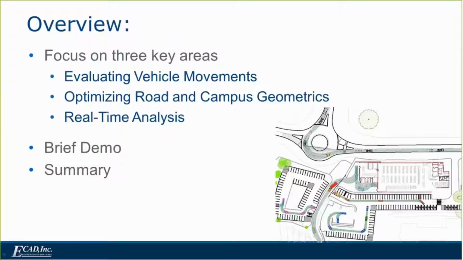All right, quick overview. Today we will focus primarily on three key areas. First, we want to show how easy it is to accurately predict movements of steered vehicles, including cars, trucks, buses, and planes. We also are going to take a look at how quickly we can evaluate design alternatives so we can optimize road and campus geometrics. And then we'll take a look at the significance of being able to perform real-time analysis. How quickly can we get feedback necessary to make the next design decision? And also, does our design comply with the accepted standards?